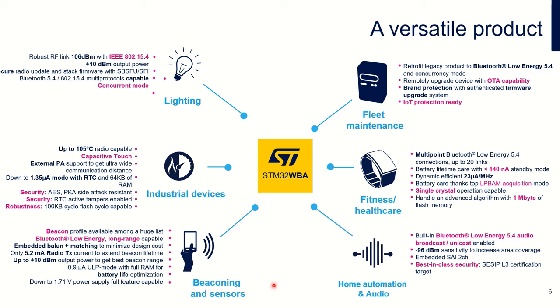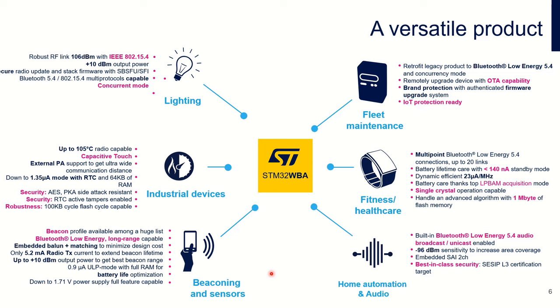So this new platform, the WBA, is really a versatile product. It can address many different applications. Let's take an example of lighting, which we call smart lighting. Thanks to the combination of BLE and 802.15.4, you can address lighting applications with 10 dBm output power, also supporting concurrent mode. It is also a good fit for industrial devices, thanks to the high temperature support, capacitive touch, a high level of security with hardware crypto that is physical attack resistant, and a very high level of robustness.